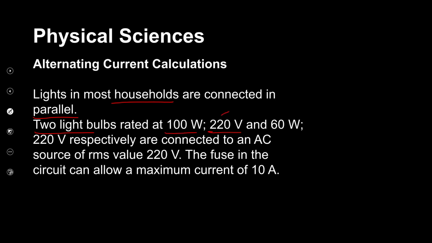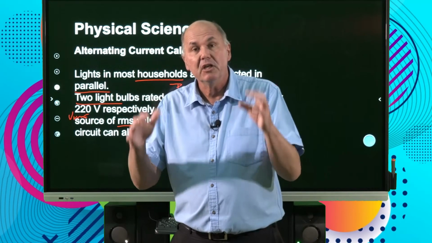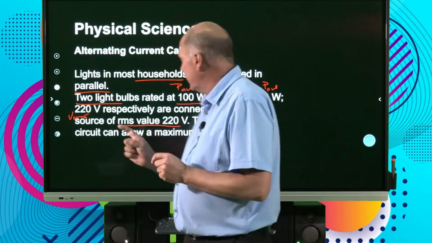Now remember that that is a VRMS value, and this is an average power. The ratings are always the average. They're not the peak. So again, this would be the average power, and that would be the VRMS. And we're told they're connected to an AC of RMS value, and they've given it to you there. That is in fact the RMS value, the 220. But you can take it, if you see it on a machine, that's the RMS value. They don't have to tell you that.